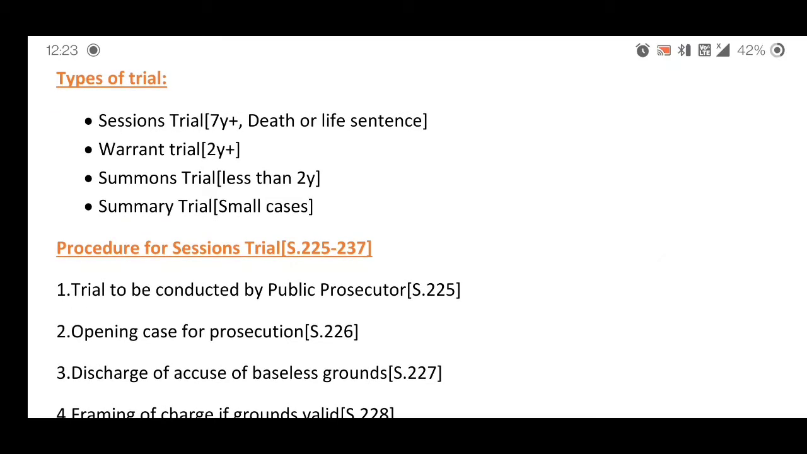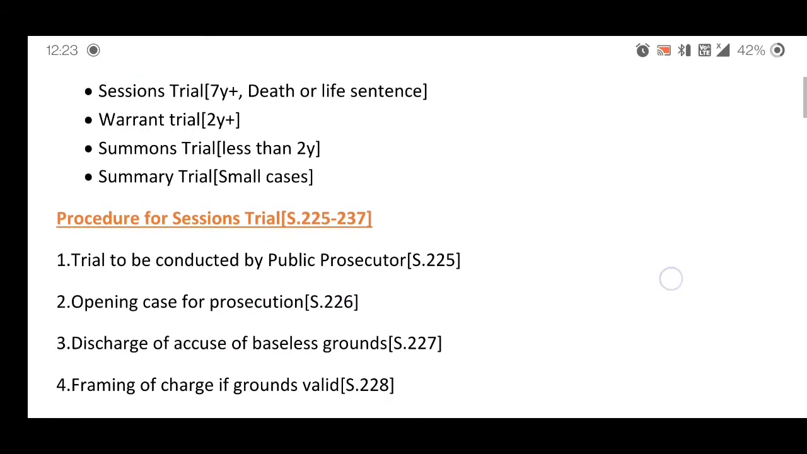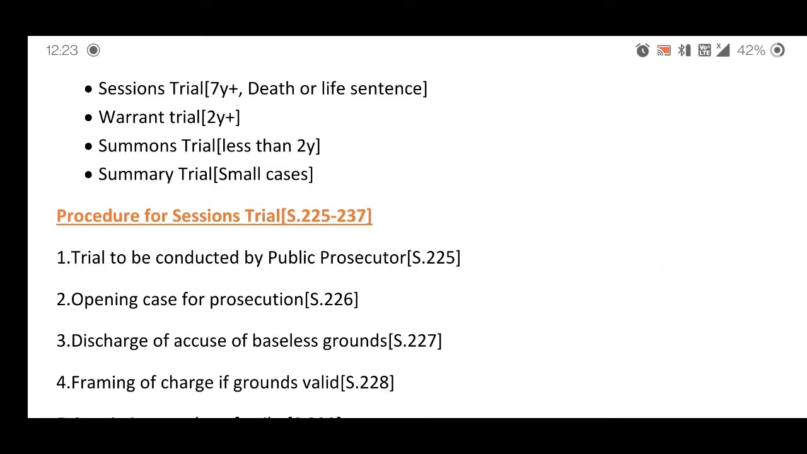In warrant trial, the offences which are punishable by more than 2 years of imprisonment are tried as warrant trial. In summons trial, the offences which are punishable by less than 2 years of imprisonment are tried as summons trial. In summary trial, small cases and petty cases are tried as a summary trial. So we will see the procedure for all these 4 trials one by one.